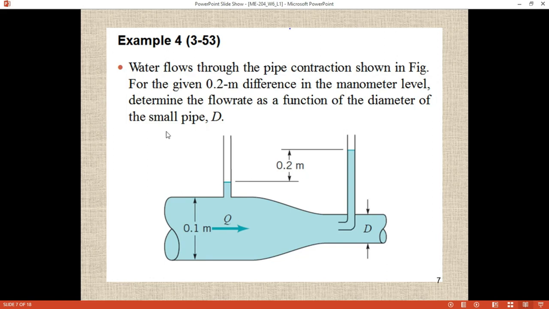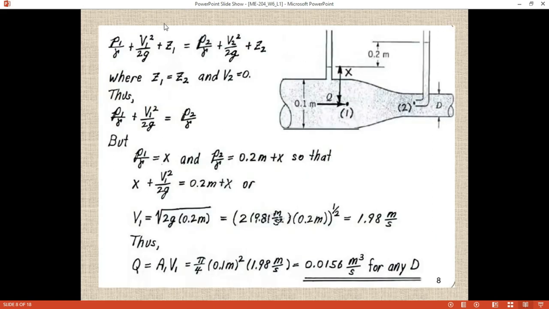So let's move on. Here we first assign two points, point 1 and point 2. This is the larger section, this is the smaller section. What is the pressure at point 1 and what is the pressure at point 2? First we apply the Bernoulli equation.